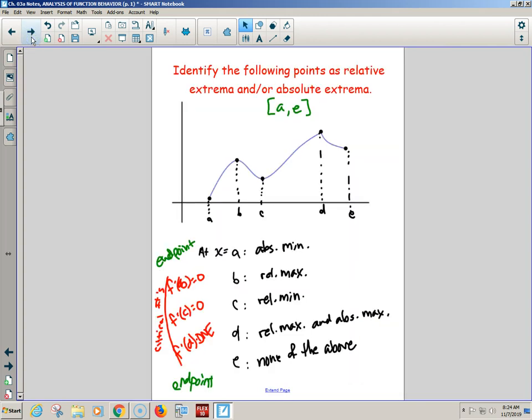We talked about this yesterday. Why did I label B and C and D as critical numbers but not A and E? What was going on at B and C and D? What was the slope at B? 0. What was the slope at C? 0. What's the slope at D? Does not exist, because the two little slopes do not agree.